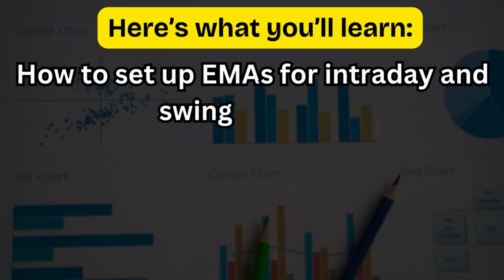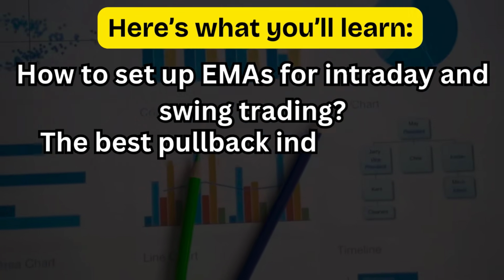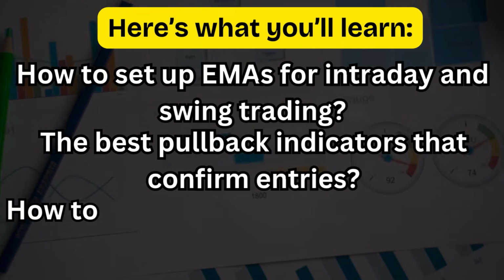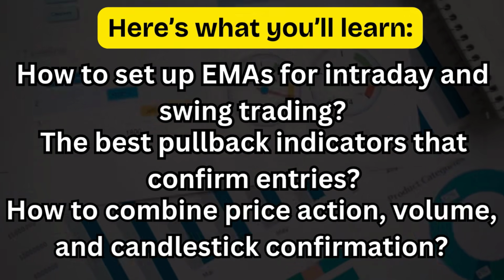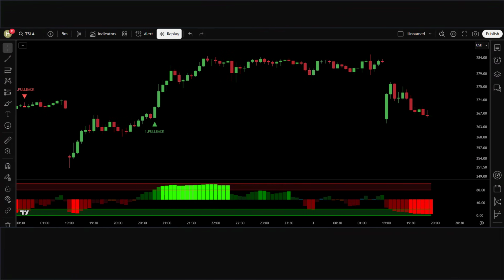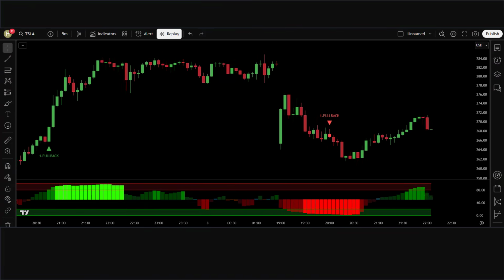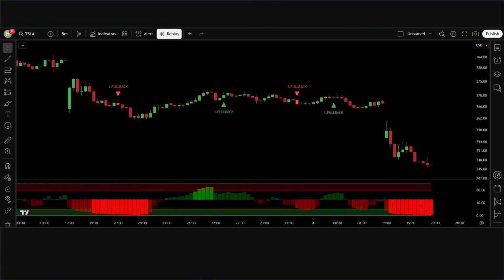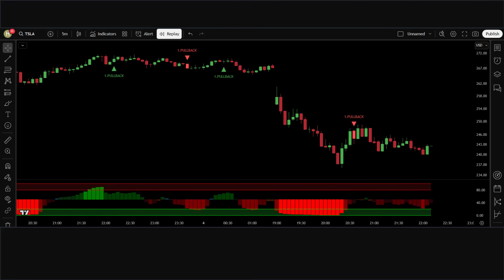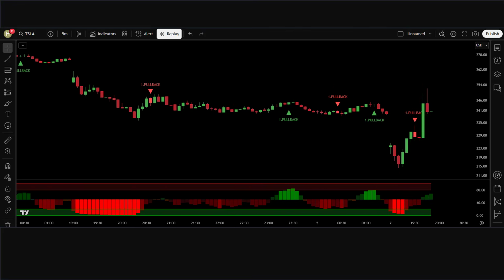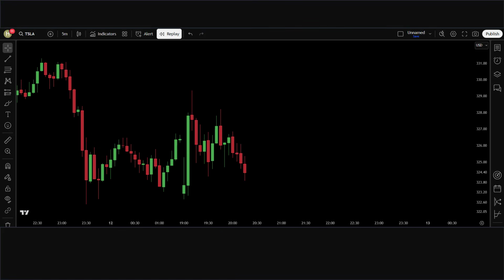How to set up EMAs for intraday and swing trading. The best pullback indicators that confirm entries. How to combine price action, volume, and candlestick confirmation. Whether you trade Forex, crypto, or stocks, this TradingView setup works across all markets and time frames. Stay tuned till the end, where I reveal how to filter out false pullbacks and improve your win rate with one simple tweak. Let's get started and take your trading to the next level.